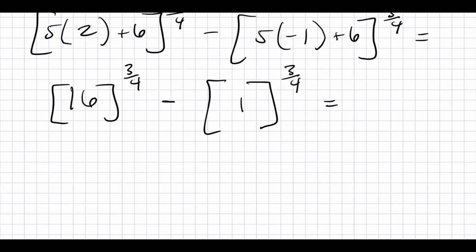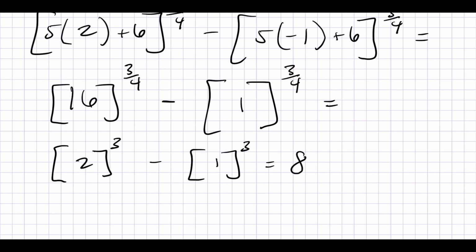4th root means what number times itself four times makes that number, right? Well, that's a lot easier. The 4th root of 16 is a lot easier than cubing 16. This is a non-calculator problem, so I would have to cube it by hand. But the 4th root, what is the 4th root of 16? 2. 2 times 2 times 2 times 2 makes 16. So 2 cubed, same thing with 1. The 4th root of 1 is 1. So you get 8 minus 1 equals 7.